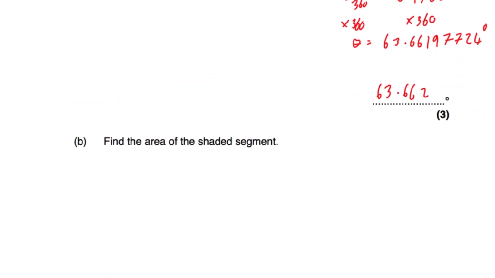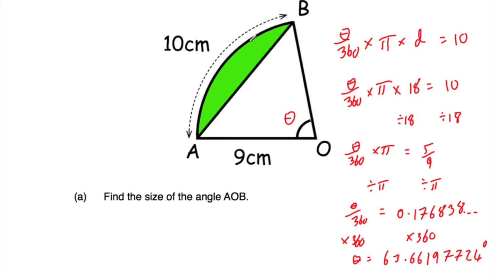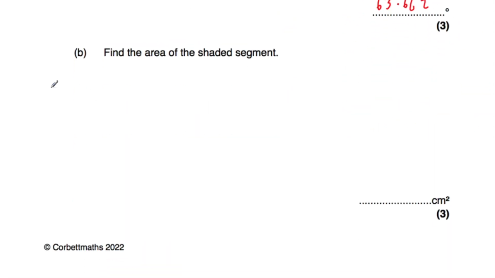Okay, part B. Part B says find the area of the shaded segment. So we need to find the area of this segment here. So we want to find the area of the sector, we want to find the area of the triangle, and then we can work out the area of the segment by taking them away. So let's find the area of the sector. For the sector, it's beta over 360 multiplied by pi multiplied by the radius squared, the fraction of the area of the whole circle.